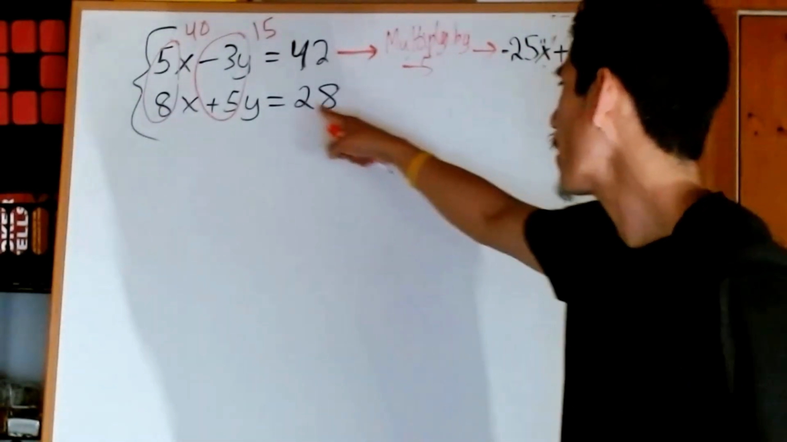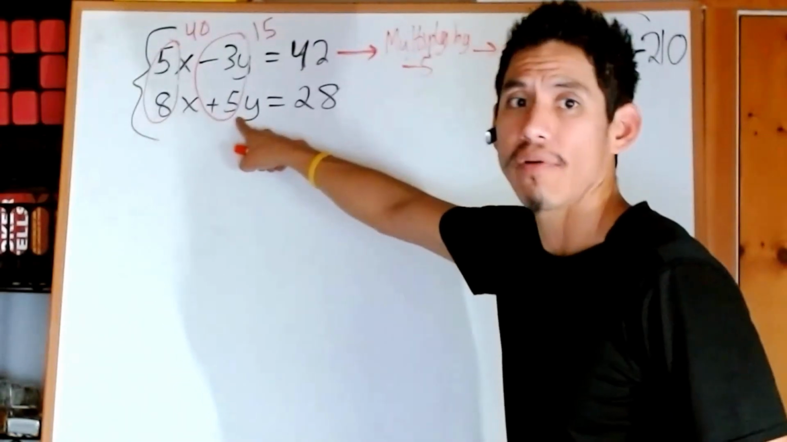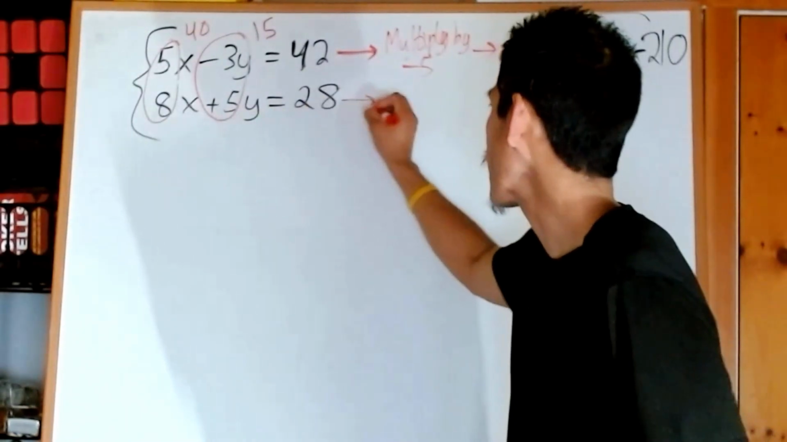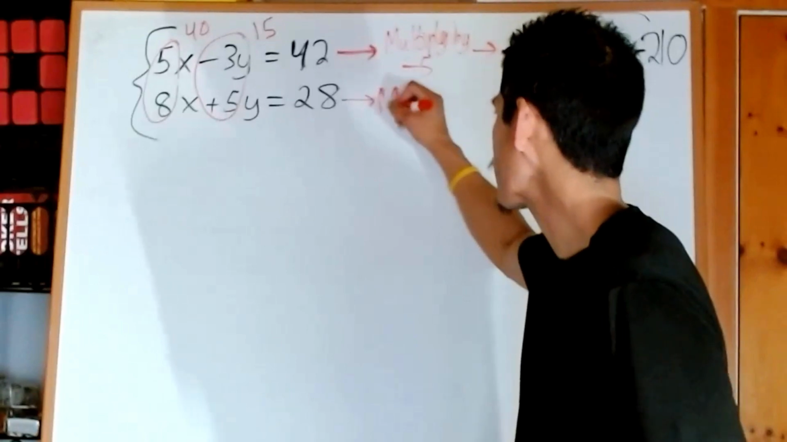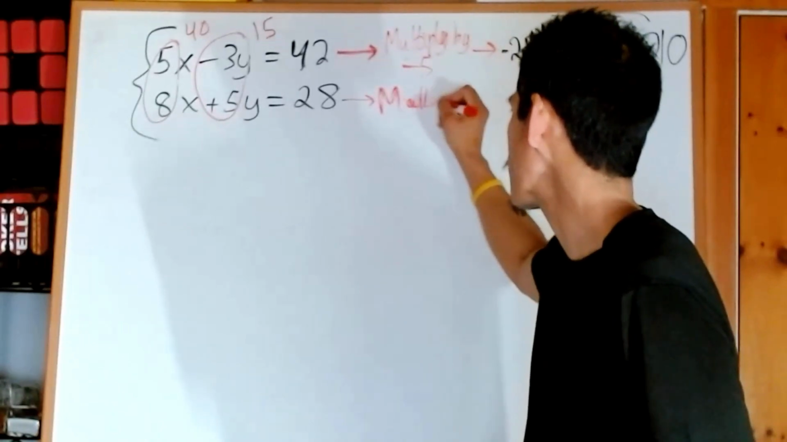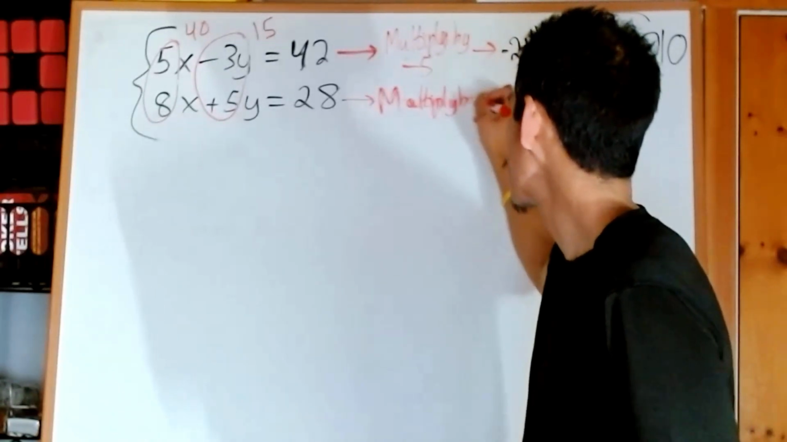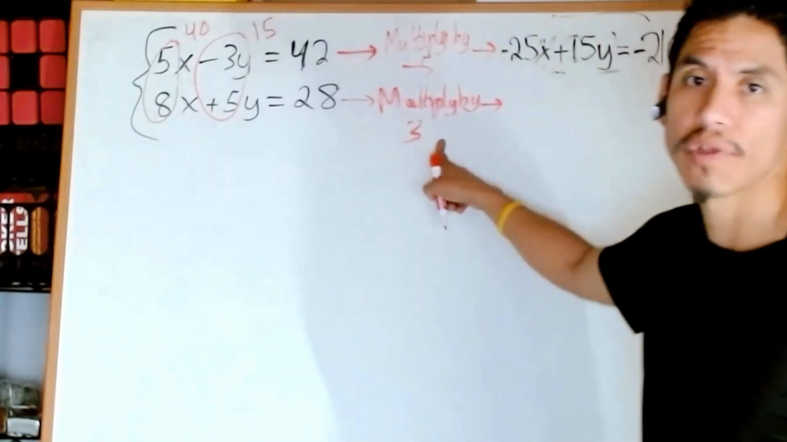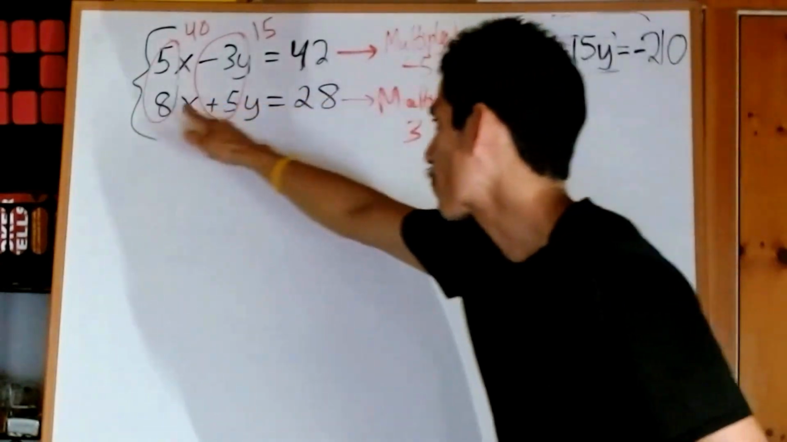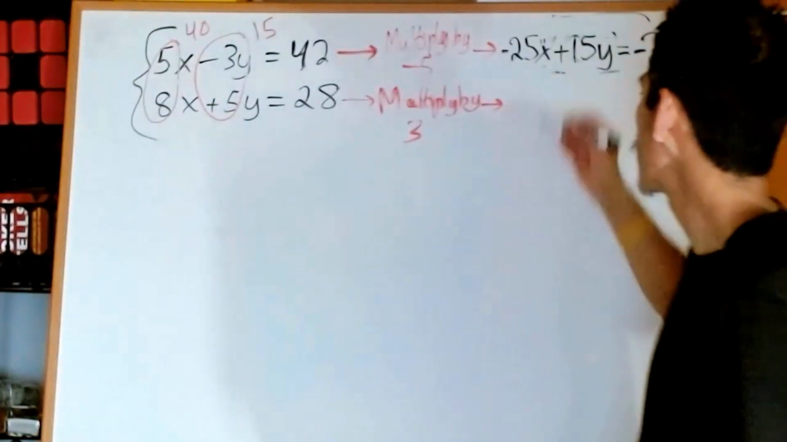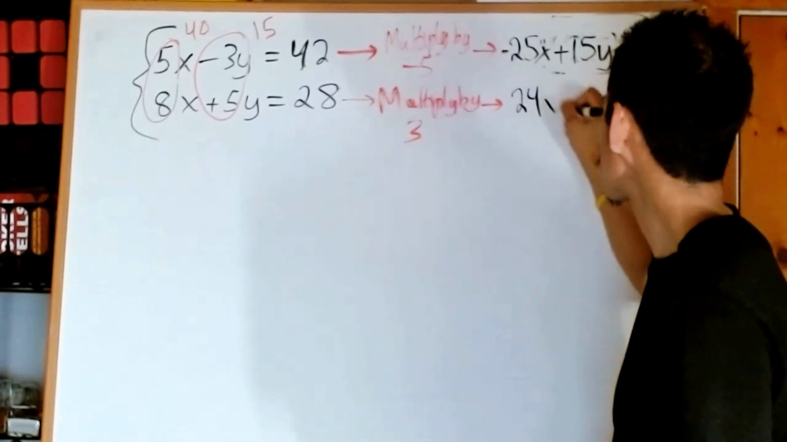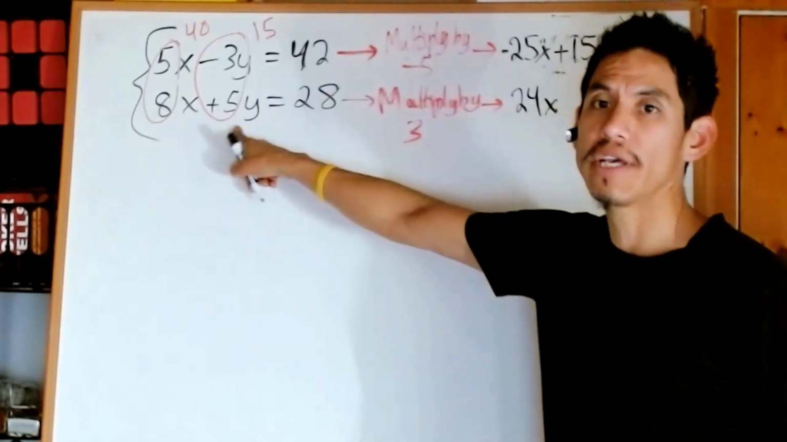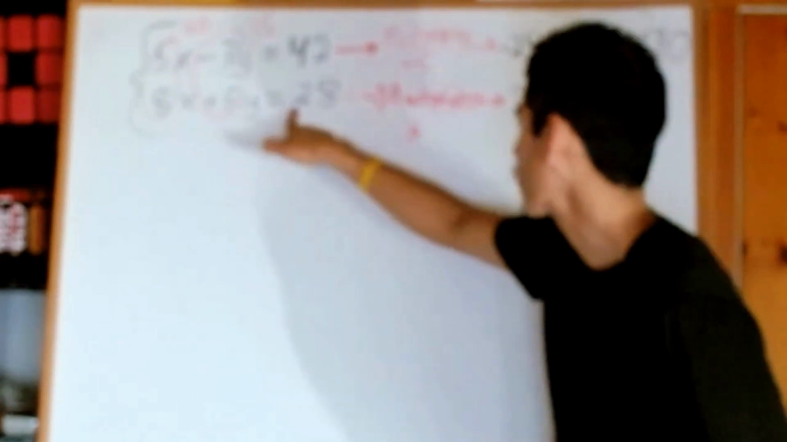And now for this 5, we're going to multiply the 5 by 3, because 5 times 3 is 15. So we're going to multiply each equation by different numbers in this case. So multiply by 3, forgive the messy writing. So we have 3 times 8x, which will be 24x. 3 times 5y, 15y. And 3 times 28 will be 84.